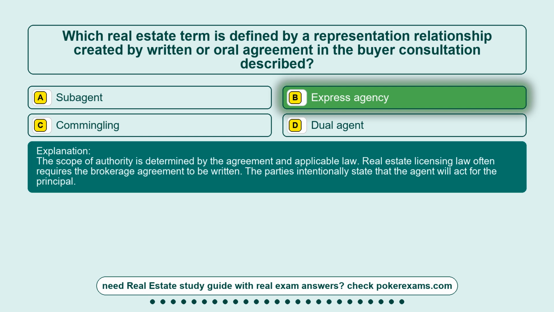The scope of authority is determined by the agreement and applicable law. Real estate licensing law often requires the brokerage agreement to be written. The parties intentionally state that the agent will act for the principal.